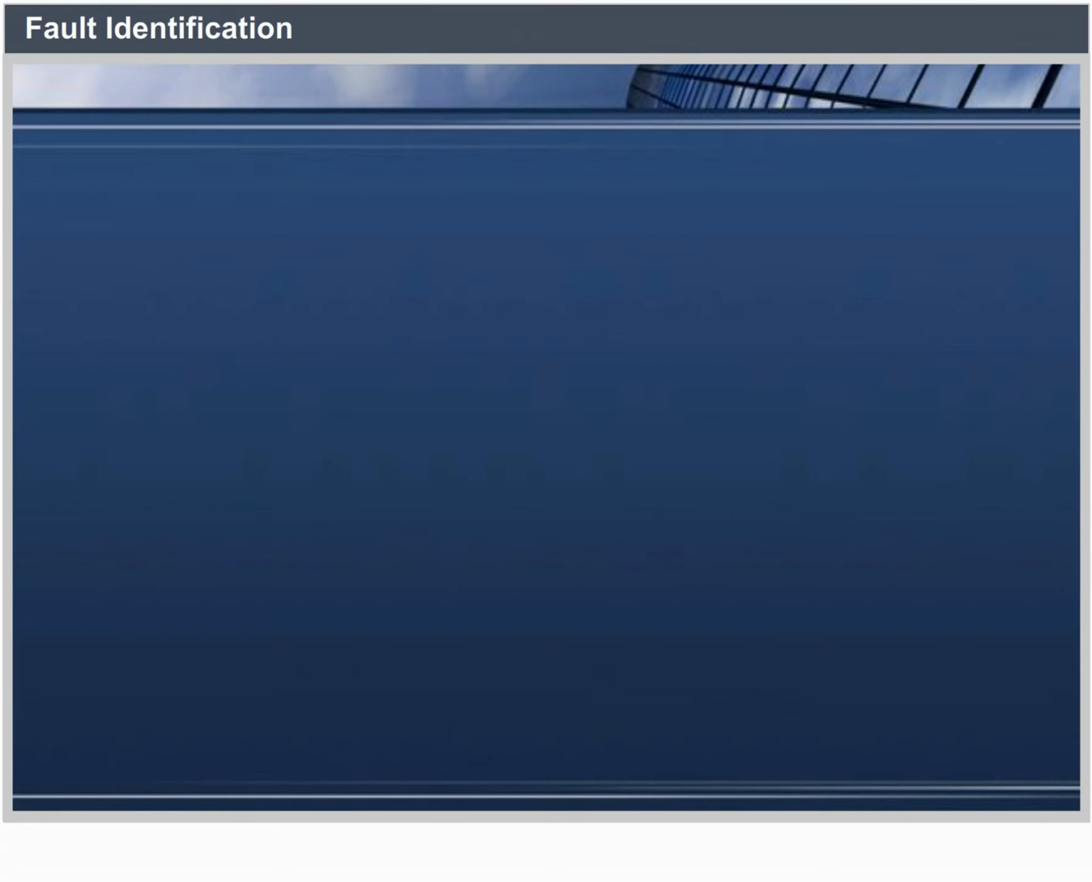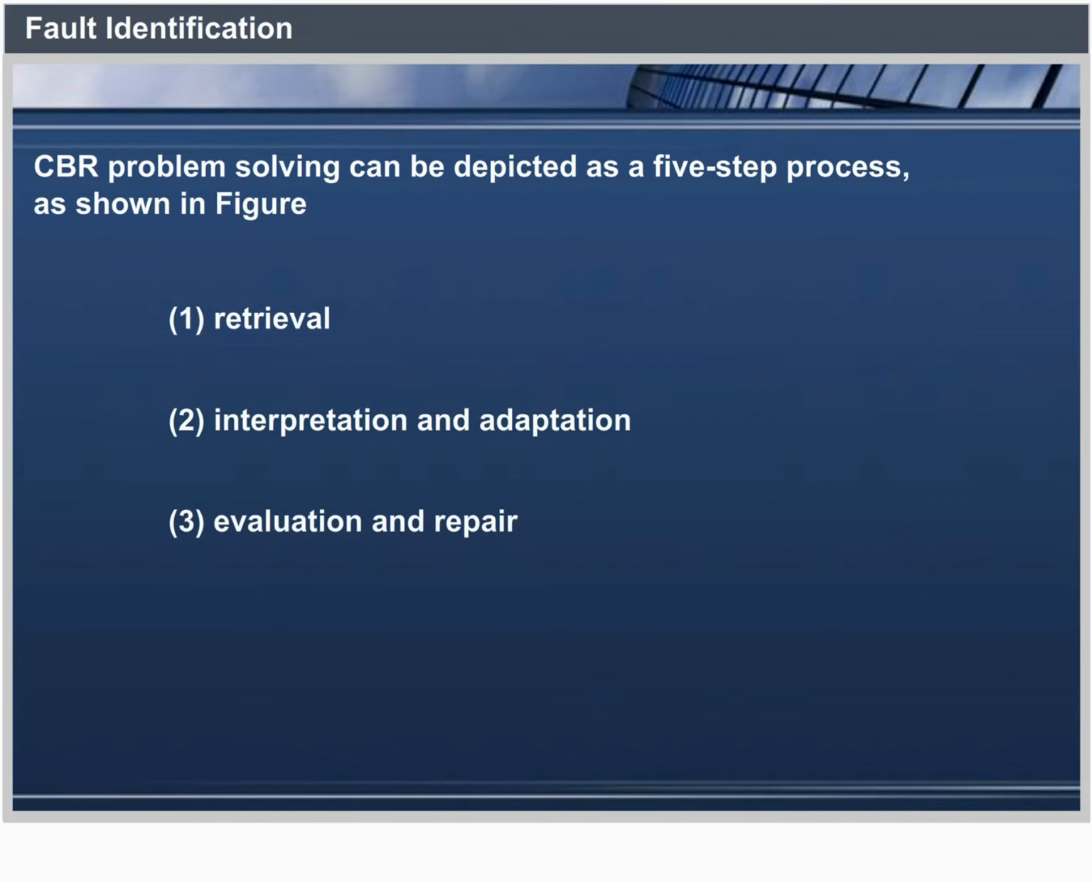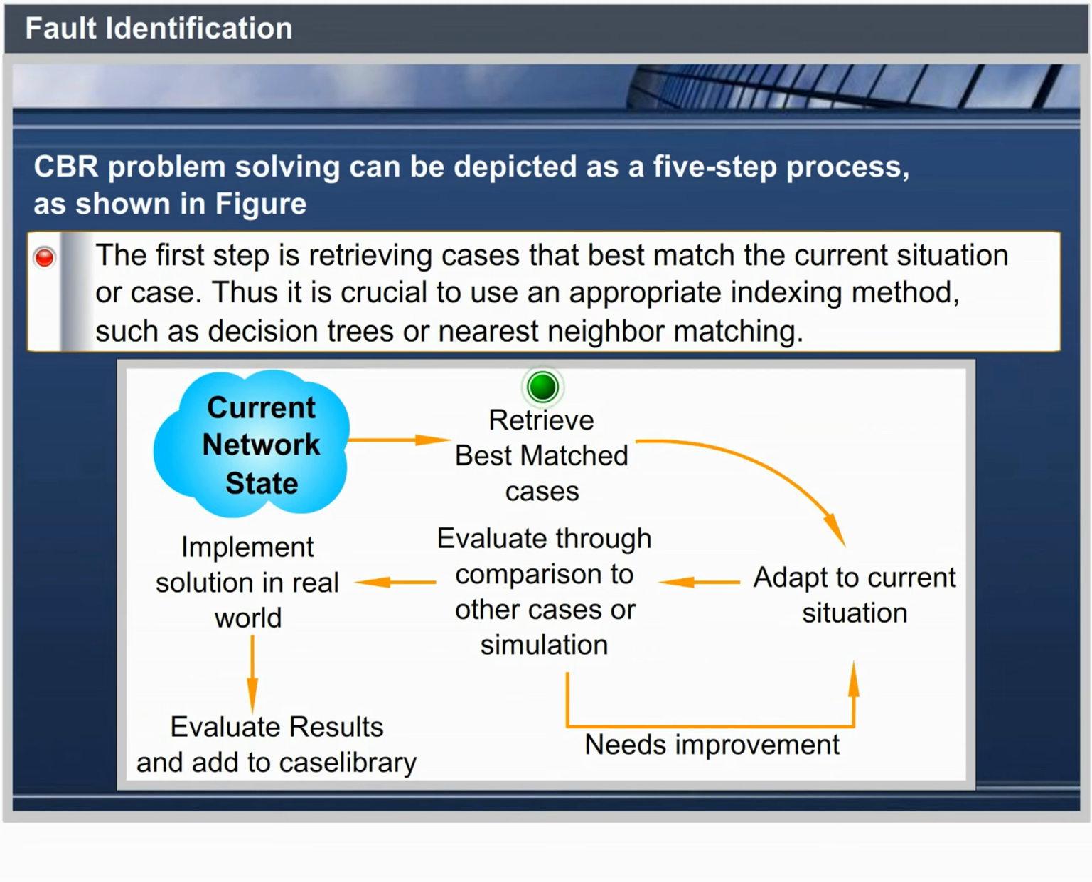CBR problem solving can be depicted as a 5-step process as shown in the figure. Number 1, retrieval. Number 2, interpretation and adaptation. Number 3, evaluation and repair. Number 4, implementation. Number 5, evaluation and learning. The first step is retrieving cases that best match the current situation or case.